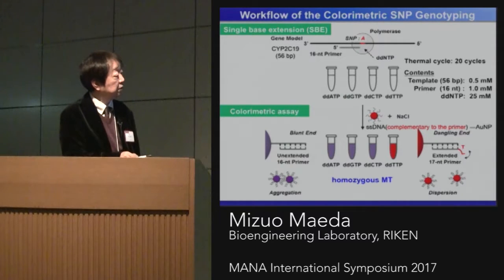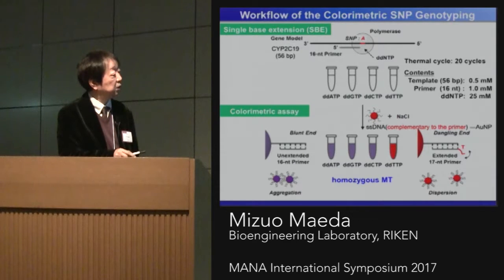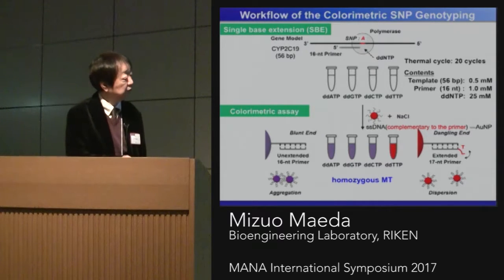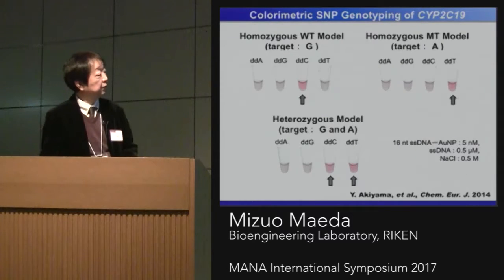And if you add gold nanoparticles having surface anchored DNA which is complementary to the primer, then three bottles give purple color, but only the ddTTP containing tube makes the nanoparticle color change to reddish because of one base extension of T. And this was good for wild type sequence and mutant type 1, and the heterozygous model also showed good results.